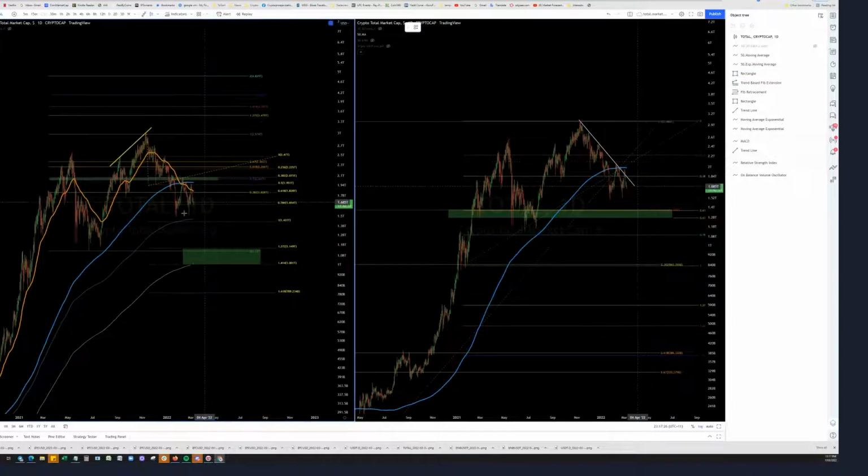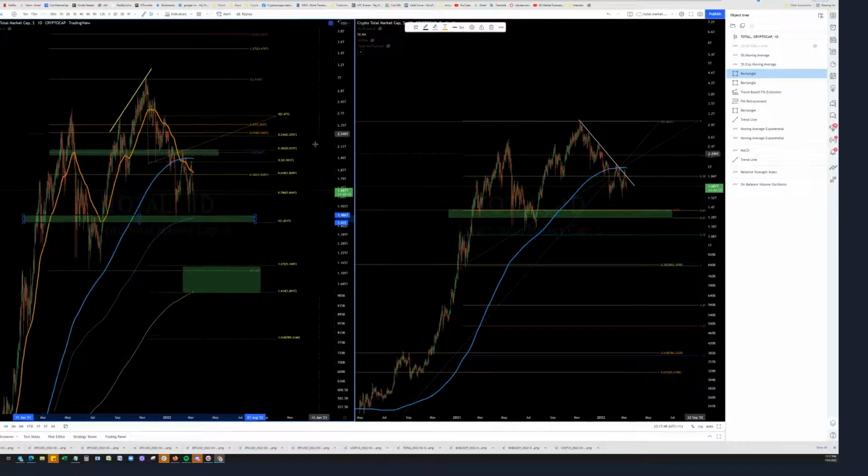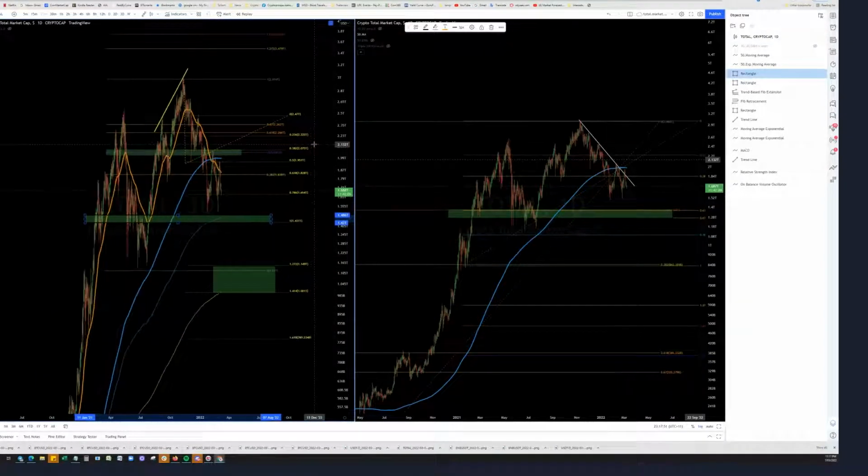But right now, this level is definitely an area where we find a fair bit of support. And you can see the confluence along there. That was previous resistance, support. So this didn't quite come down to it. This might just come a bit lower. But this Fibonacci at the moment is holding it up. So you can see a lot of confluence with the total market cap as well.